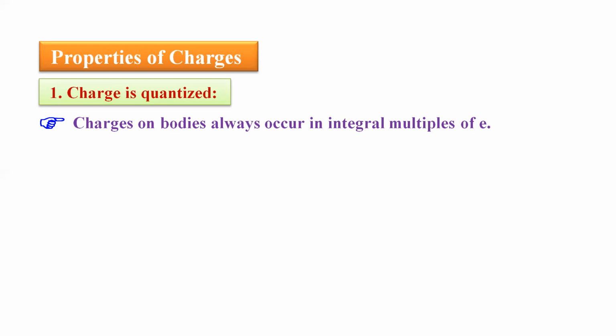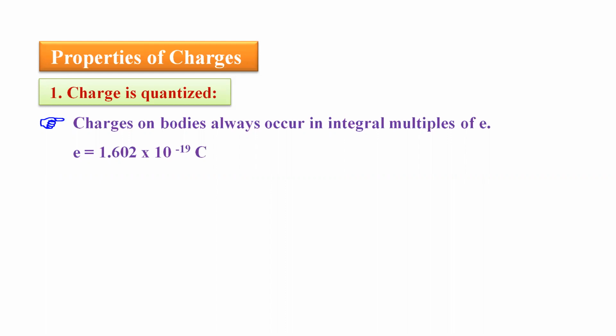Please understand, the charge Q on a body is always given by the formula Q = ne, where n is a positive or negative integer. I repeat, the formula for quantization of charge is Q = ne, where n stands for either a positive or negative integer. I hope you guys are understanding this. So the value of e is 1.602 × 10^-19 coulomb, where coulomb is the SI unit of charge.